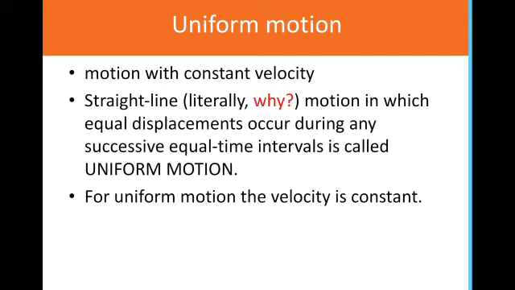So it's a straight line motion in which equal displacement occurs during any successive equal time intervals. That's called uniform motion. So you're covering the same displacement for the same time interval. And once again, for uniform motion, the velocity is constant, and therefore also the speed, which is the magnitude of the velocity, is constant. So it's a simple case of what we want to look at.